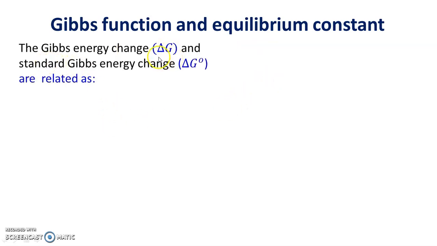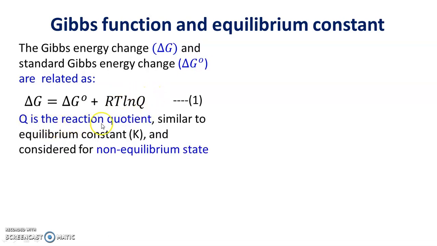The Gibbs energy change, that is delta G, and standard Gibbs energy change delta G0, these two functions are related as delta G is equal to delta G0 plus RT ln Q, where R is the universal gas constant, capital T is absolute temperature, ln is log to the base e, and Q is the reaction quotient, similar to equilibrium constant K, and this Q is considered for a chemical reaction which is at non-equilibrium state.